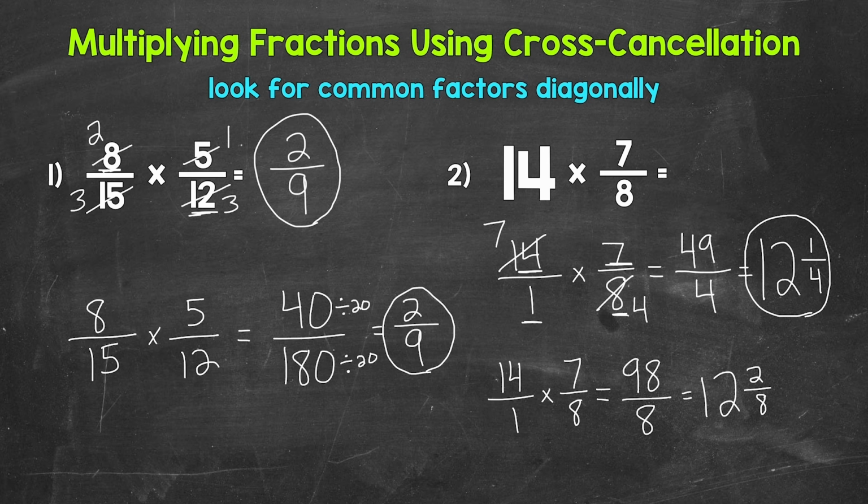So we end up with 12 and 2/8, which is different than our answer above, 12 and 1/4. That's because 2/8 can be simplified. We have a greatest common factor of 2 that we can divide 2 and 8 by. So we end up with 12, and then 2 divided by 2 is 1, and 8 divided by 2 is 4. So we end up with 12 and 1/4 that way as well.